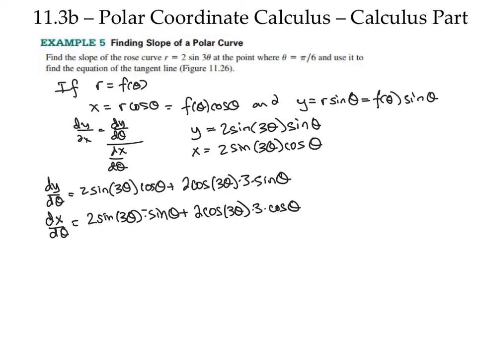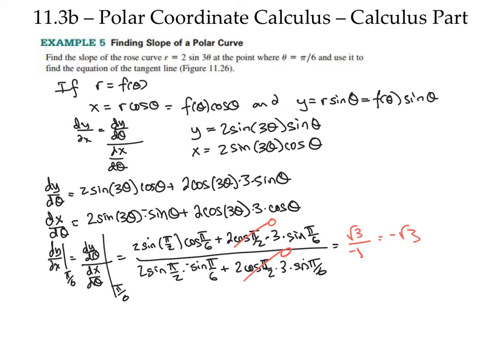Now I'm going to divide them and set theta equal to pi over 6. So we calculate the slope is negative root 3. Now when theta is pi over 6, r is 2. So let's calculate the x and y coordinates of that point.